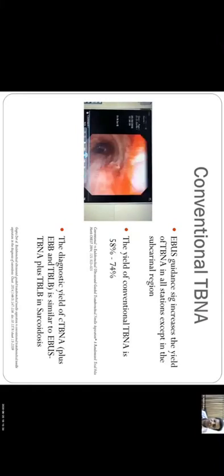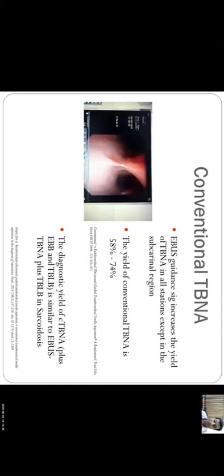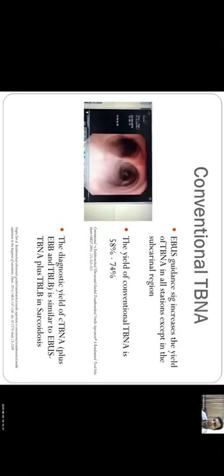And the diagnostic yield of conventional TBNA plus endobronchial biopsy and TBLB. So if you're suspecting sarcoidosis in a patient and if you're doing conventional TBNA along with EBB and also combining TBLB, transbronchial lung biopsy, it is similar to EBUS TBNA plus TBLB. So for sarcoidosis, conventional TBNA, EBB and TBLB is enough.